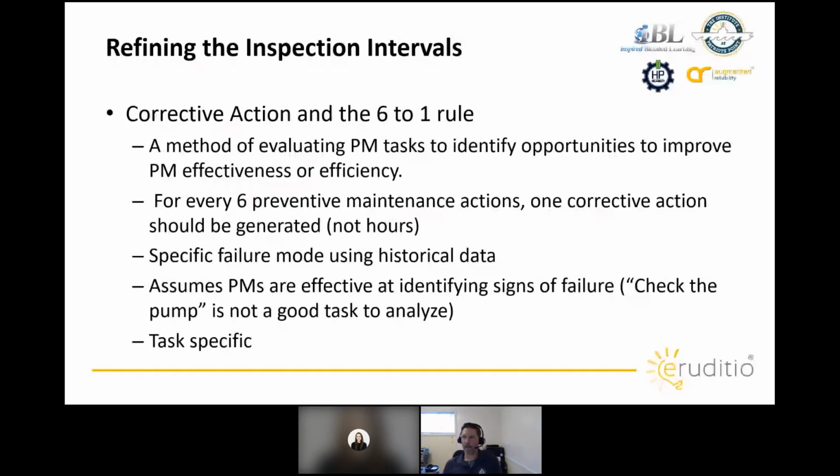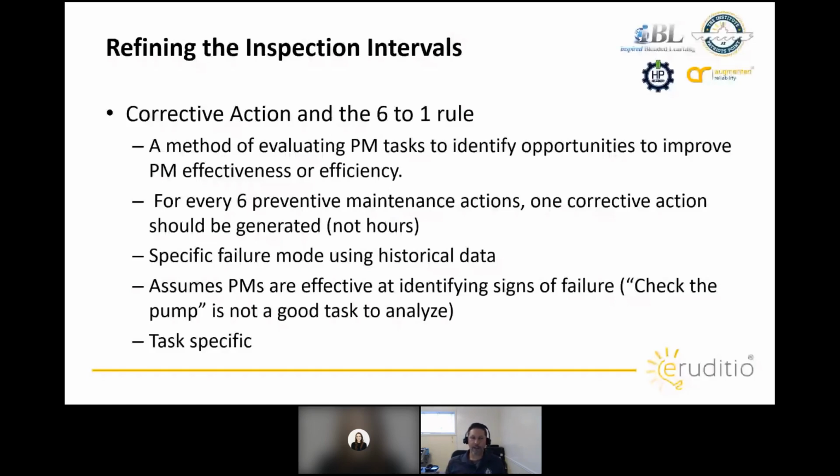One of the ways we do that is the 6-to-1 rule, right? This method is there to evaluate PM tasks to identify improvements to either improve the effectiveness or the efficiency of it. Essentially what it says, for every 6 times we go and look for something, we should be generating 1 corrective action. And this is strictly a rule of thumb. It doesn't apply to everything, but it's a good rule of thumb to start with. Now, when we look at this, we want to identify a couple things.